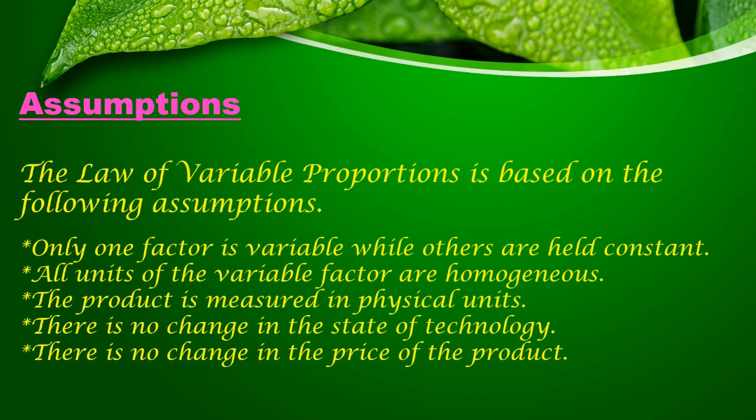The fourth one is that there is no change in the state of technology. The state of technology remains constant. It is assumed to be given. If there is an improvement in technology, the production function will move upward.